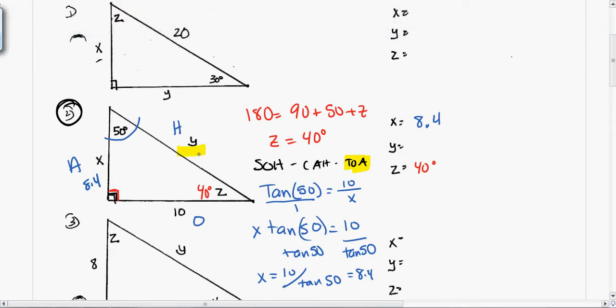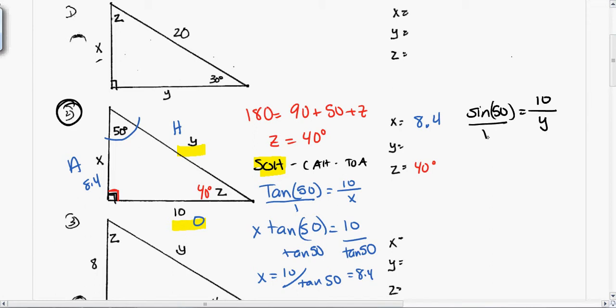So I'm comparing Y, the hypotenuse, and once again I'll choose 10. I'm not choosing X because that's a rounded answer. I'm comparing Y to 10, the hypotenuse and the opposite side, which means now I'm not looking at tangent, I'm looking at sine. So let's write a sine ratio. The sine of 50 degrees is equal to the opposite side, that's 10, over the hypotenuse, Y.